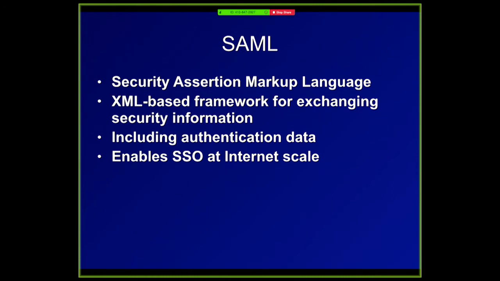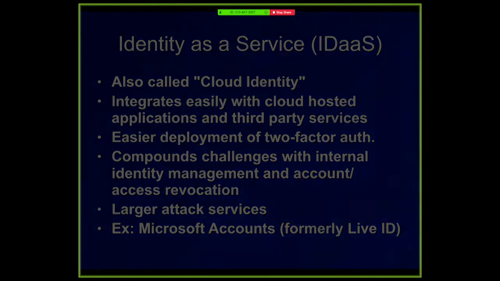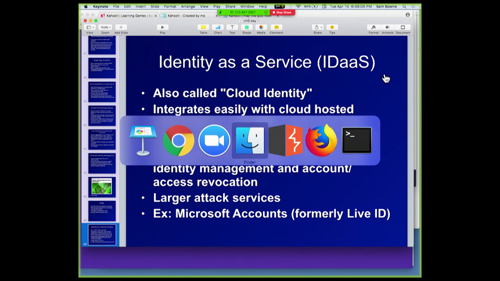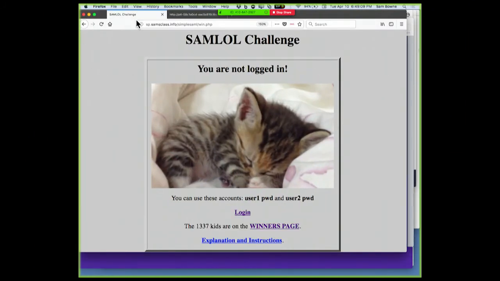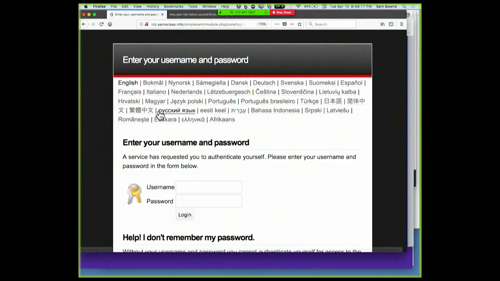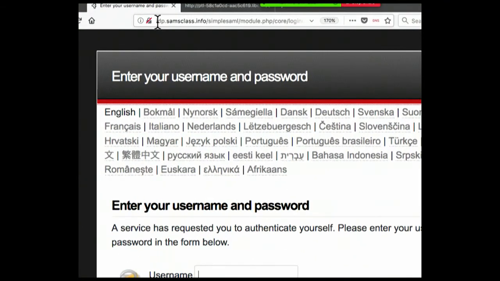So security, SAML is a very popular system used to do this. It is an XML-based framework to handle this federated identity management system. So you log in, and of course I made one, so let me just show you that one. I'm going to be doing it more in the other class. But here's my SAML example. This is my service provider, sp.samsclass.info. And when you log in, it goes to a different service. The different service is called IDP, identity provider.